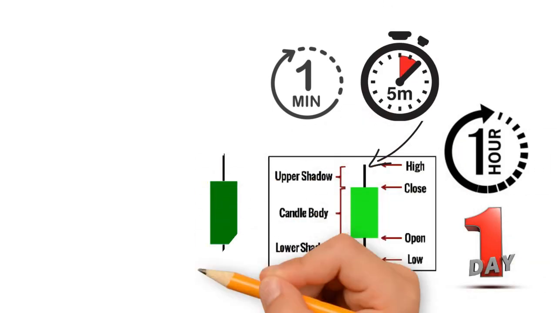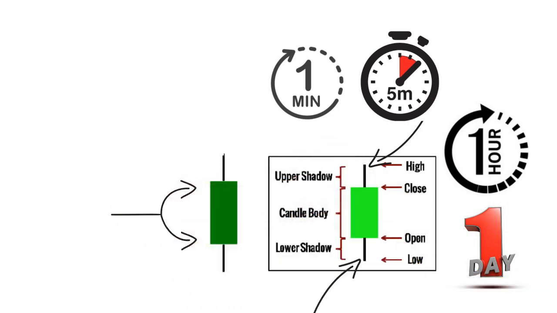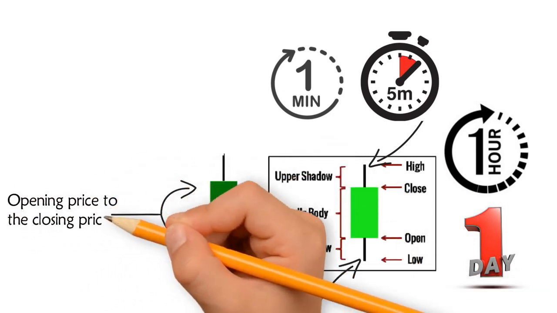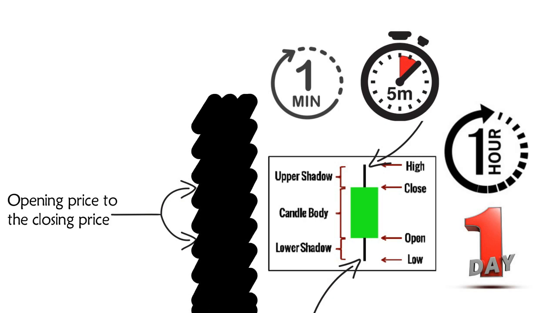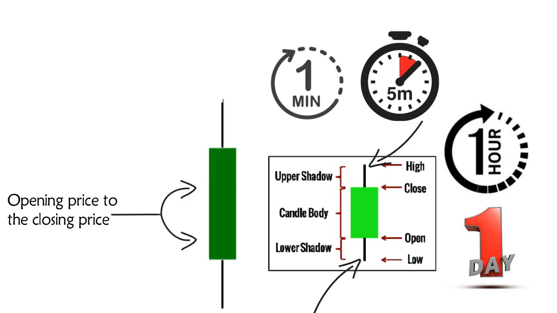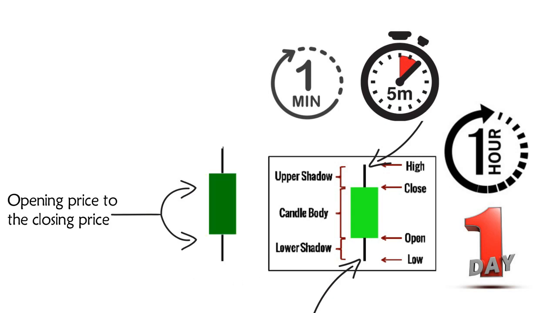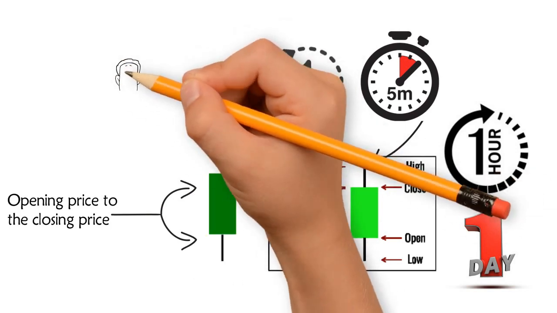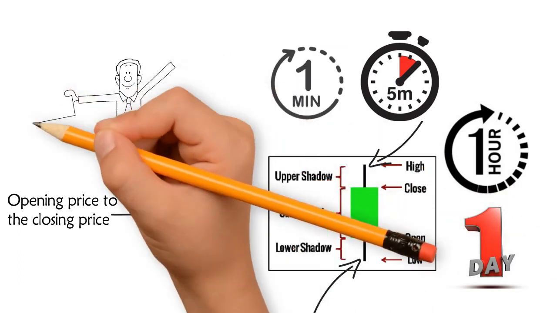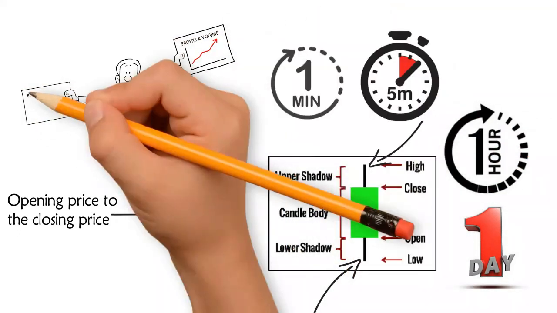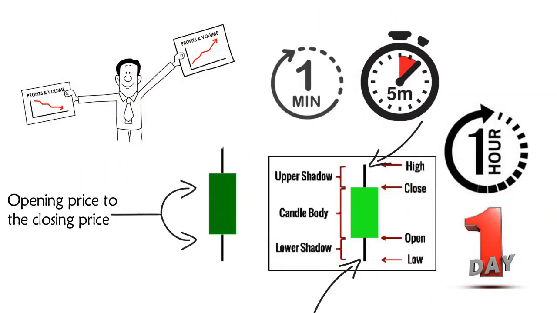The candle body represents the distance price has moved from the opening price to the closing price. The longer body means price has moved a great deal upward after opening. The shorter candle body means the exact opposite. The high is the highest price that was reached during that time period. The low is the lowest price that was reached during that time period.